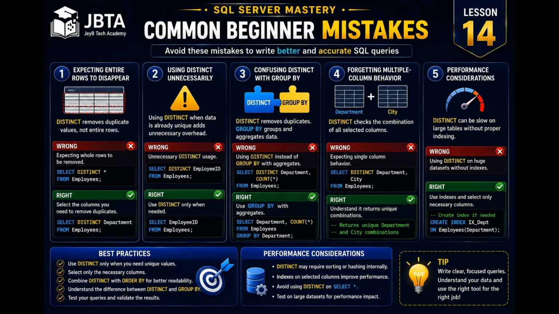Another mistake is confusing the distinct clause with the group by clause. Although both can sometimes produce similar results, they are designed for different purposes. Distinct removes duplicate values. Group by groups rows and allows aggregate calculations such as count, sum, AVG, min, and max. Choosing the wrong clause can produce incorrect results. Some beginners also assume that the distinct clause automatically sorts the output. It does not. If you want the unique values to appear in alphabetical order or any specific order, you must use the order by clause. Never assume the output will be sorted automatically.